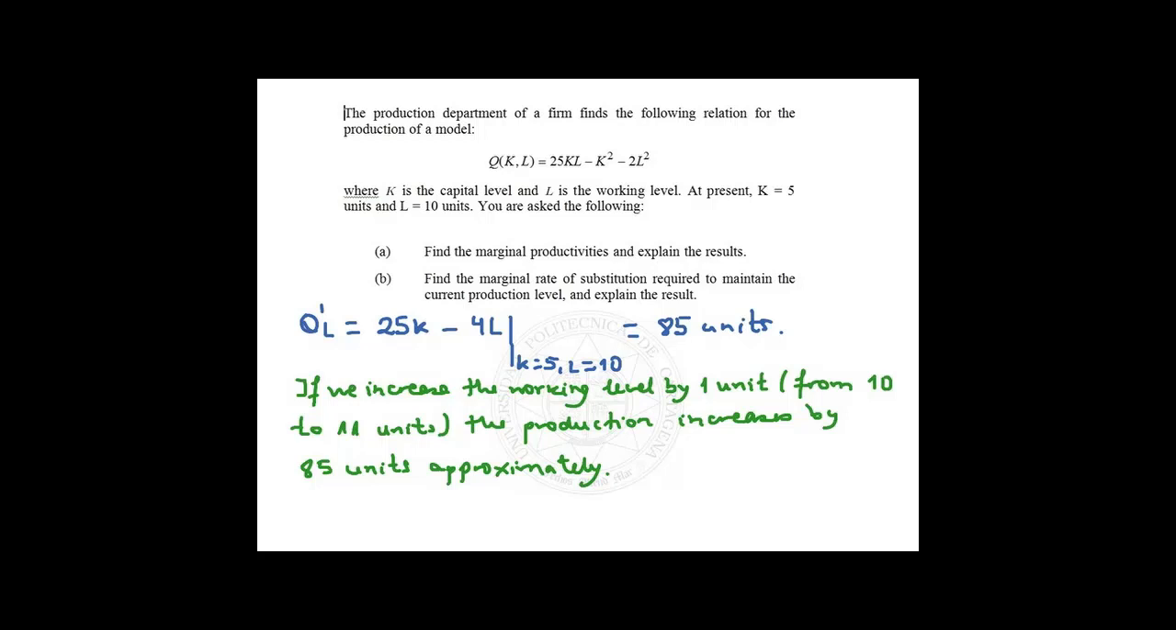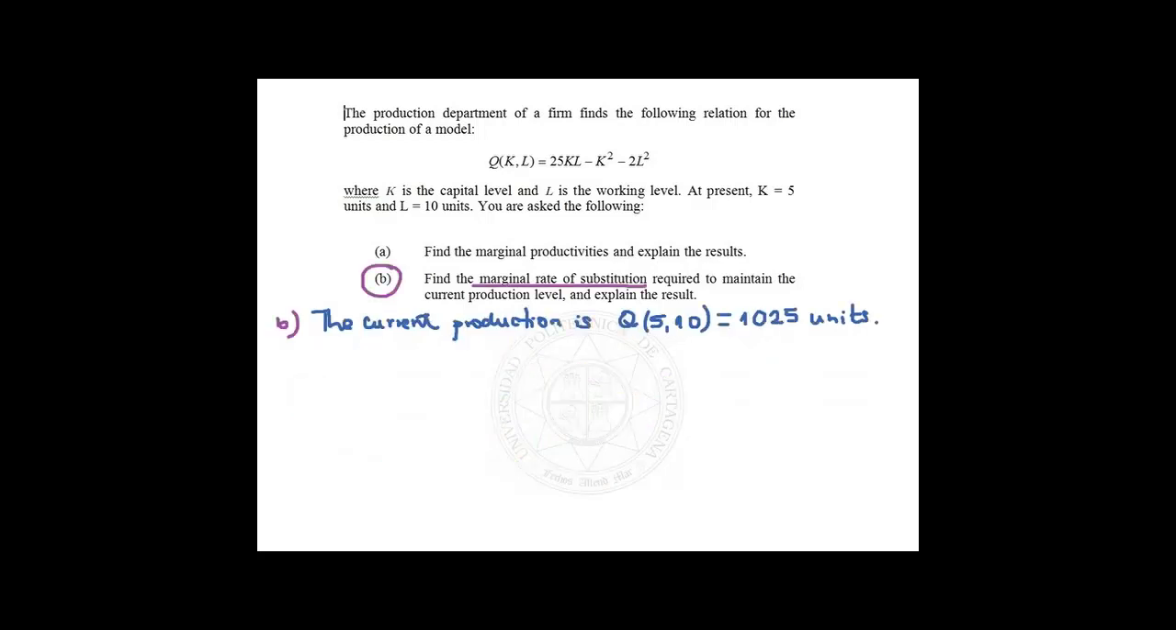In the second part of this question, we must find the marginal rate of substitution required to maintain the current production level and then of course explain the result. With this function and the two values that we already have, that is to say 5 for K and 10 for L, we have a result of a production of 1025 units. This isn't an immediately important piece of information to have, but of course the more information that we have, the better.